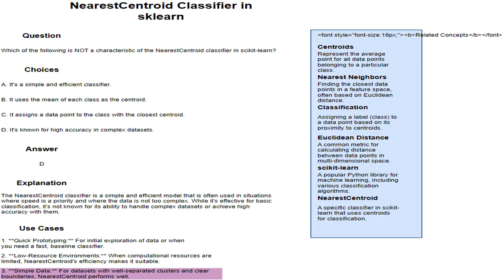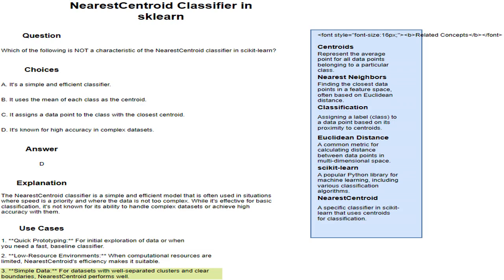3. Simple data: for datasets with well-separated clusters and clear boundaries, nearest centroid performs well. You have a dataset of different types of flowers. The features are clearly distinct, making it easy to separate the different flower types. Nearest centroid would likely perform well on this dataset.